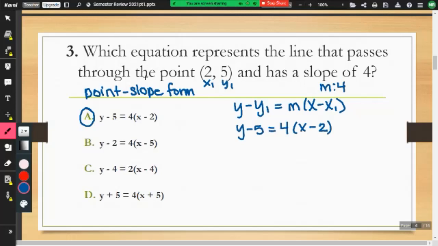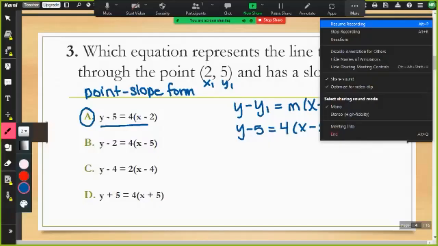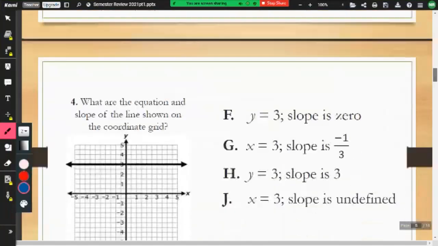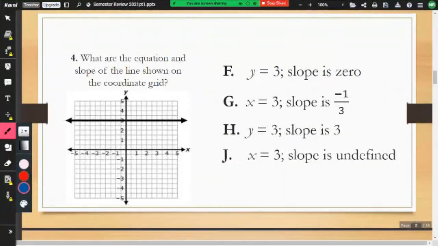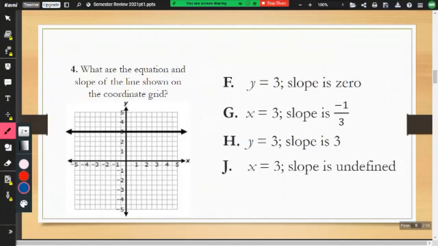There are some on this review where you do have to solve, so I'll just wait until then to do that. But for this one, all you had to do is worry about knowing how to plug it in. Because if you look at your answer choices, they're not solved, so that's where I can stop. I'm gonna push pause. Now, if you don't have any of the stuff written down, I'd suggest you write it down because you need something to study.